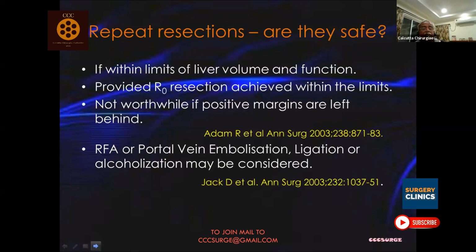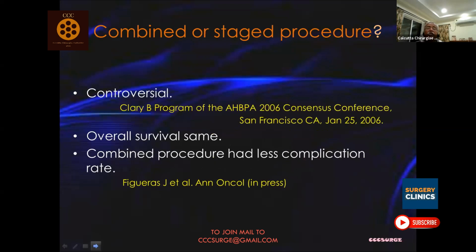Repeat resections, are they safe? If within the limits of normal liver volume and function, go ahead, provided R0 resection can be achieved. Not worthwhile if you're leaving a positive margin left behind. And you may try RFA, radiofrequency ablation, or portal vein embolization, ligation, or alcohol injection may be considered.